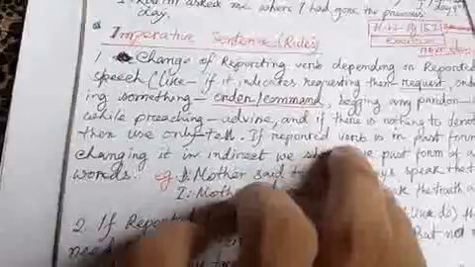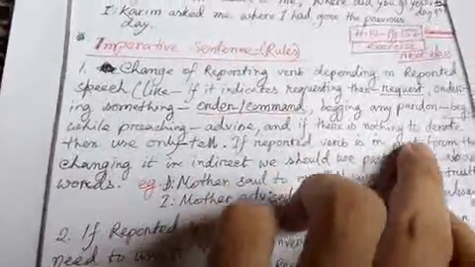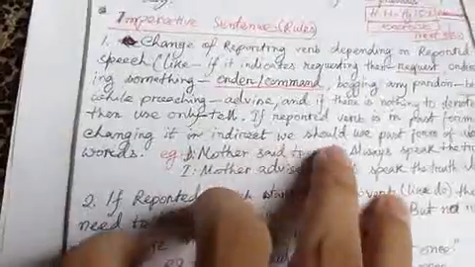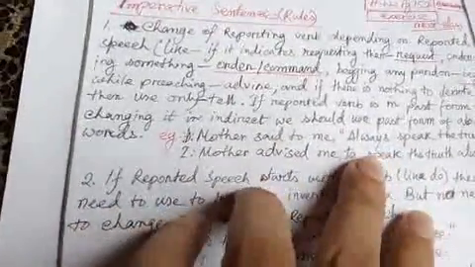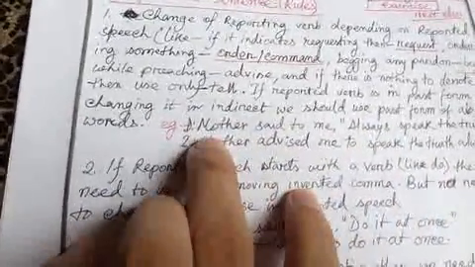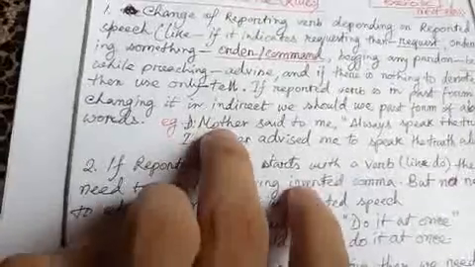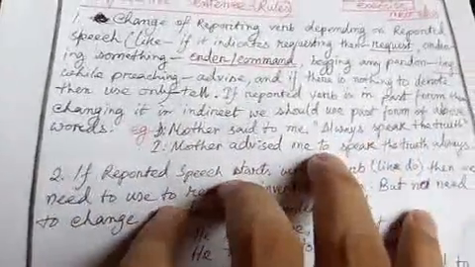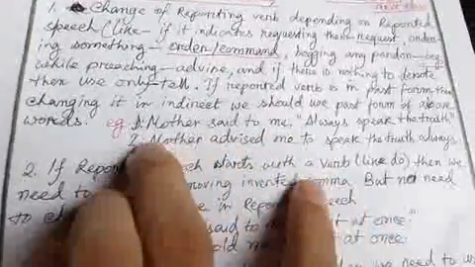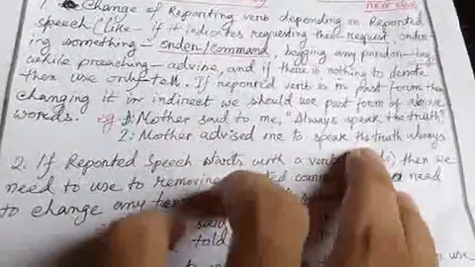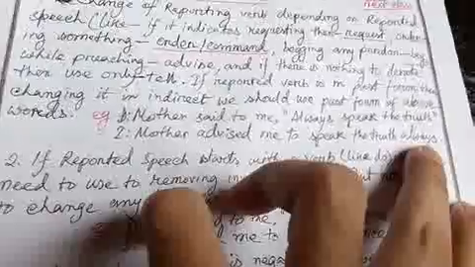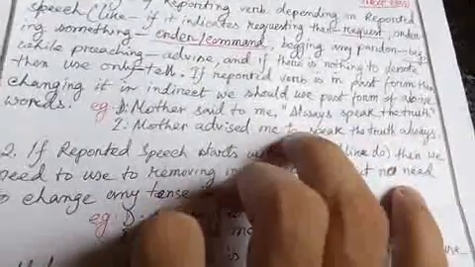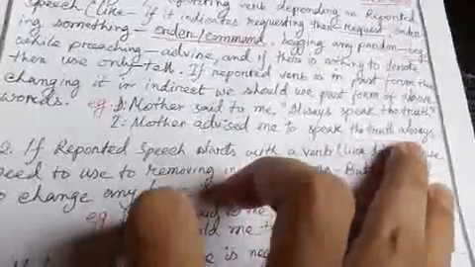So if the reporting verb is in the past form, then when changing it to indirect, we should use the past form of the above words. Something like this: Mother said to me, always speak the truth. So it becomes, mother advised me to speak the truth always. Always comes later, and you have to write down to as an infinitive and speak the truth.